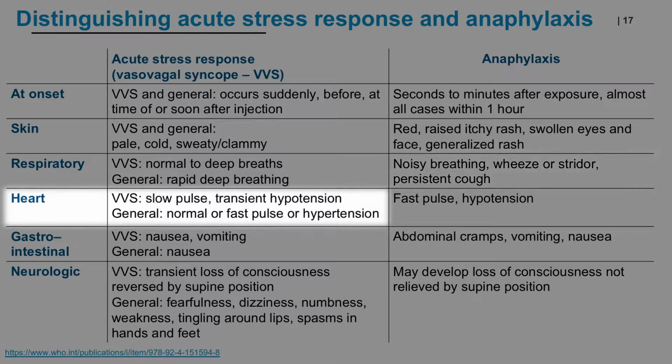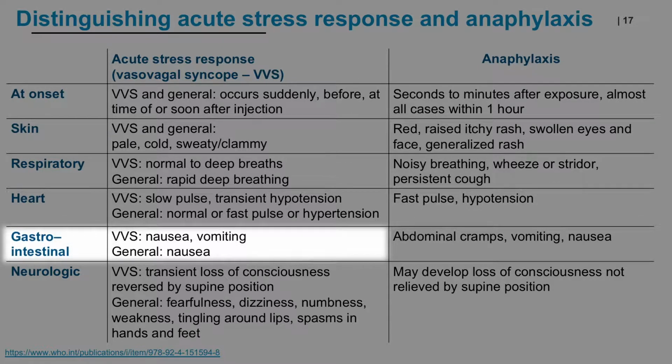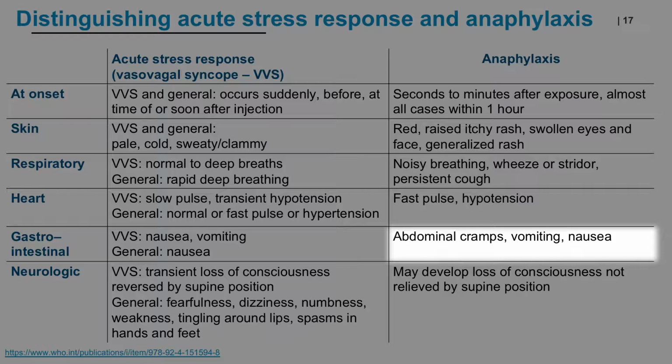When you look at the heart rate and the pulse, you will see that in vasovagal syncope, the pulse will be quite slow. There could be a temporary loss in blood pressure. Sometimes the pulse can even be normal or even rapid. Whereas if you look at anaphylaxis, the pulse is usually very rapid and the blood pressure is always down. Looking at the gastrointestinal symptoms, vasovagal syncope patients manifest nausea and vomiting. Whereas in anaphylaxis, there could be abdominal cramps, vomiting, and nausea.